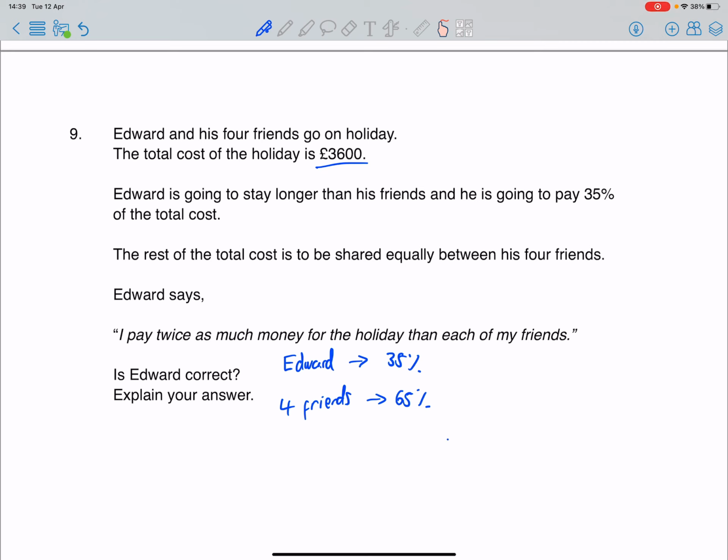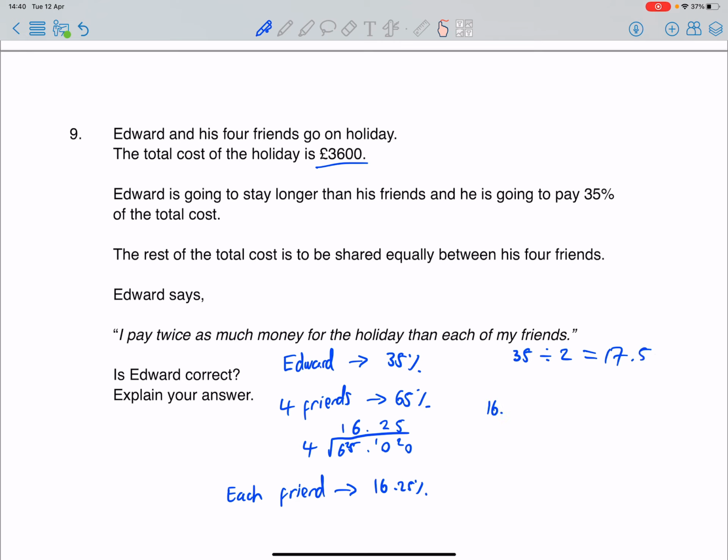And then if you take 65% and divide it by 4, so 4 into 6 goes once, remainder 2. 4 into 25 goes 6 times, remainder 1. So put it next to a 0. 4 into 10 goes twice, remainder 2, and then 5. So 16.25. And he says he pays twice as much for the holiday than each of his friends. So each friend pays 16.25%. Well, let's take 35 and divide it by 2. Well, that's equal to 17.5.